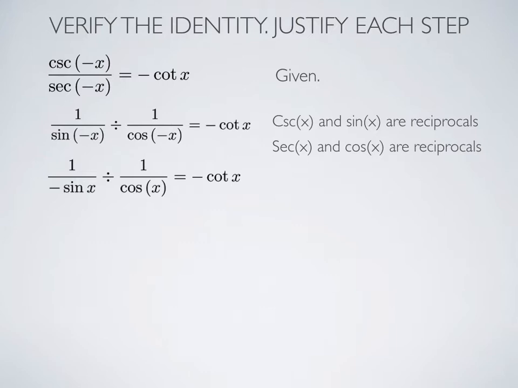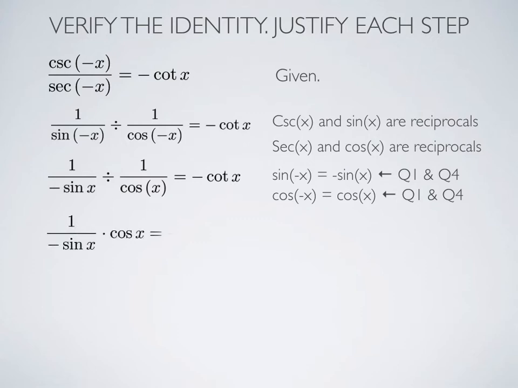But the second fraction can be rewritten as 1 over the cosine of x. The reason for that is the cosine is positive in both quadrants 1 and 4. And now that I have done this, we can just use the property of division that when you divide by a fraction, you multiply by the reciprocal.